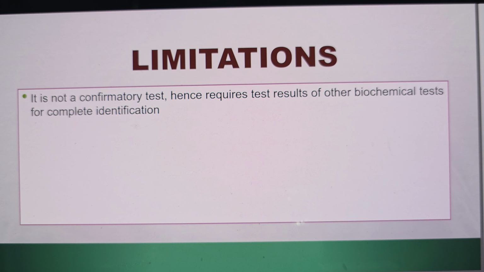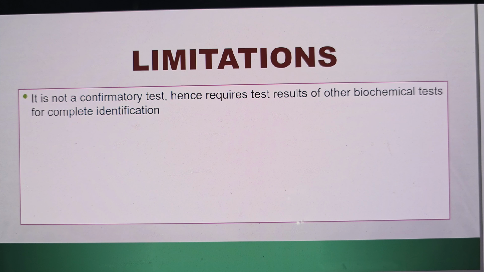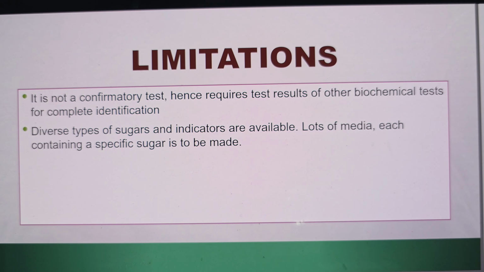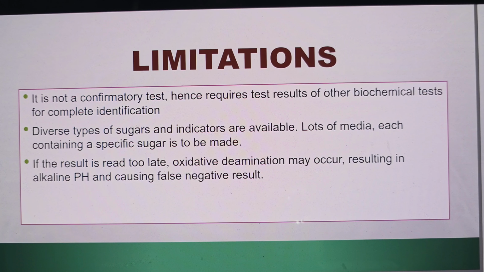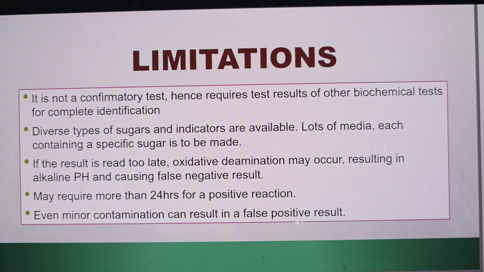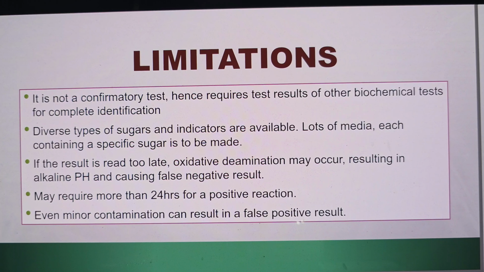Limitations: it is not a confirmatory test, hence requires results of other biochemical tests for complete identification. Diverse types of sugars and indicators are available. Lots of media, each containing a specific sugar, are to be made. If the result is read too late, oxidative deamination may occur, resulting in alkaline pH and causing a false negative result. It may require more than 24 hours for a positive reaction. Even minor contamination can result in a false positive result.